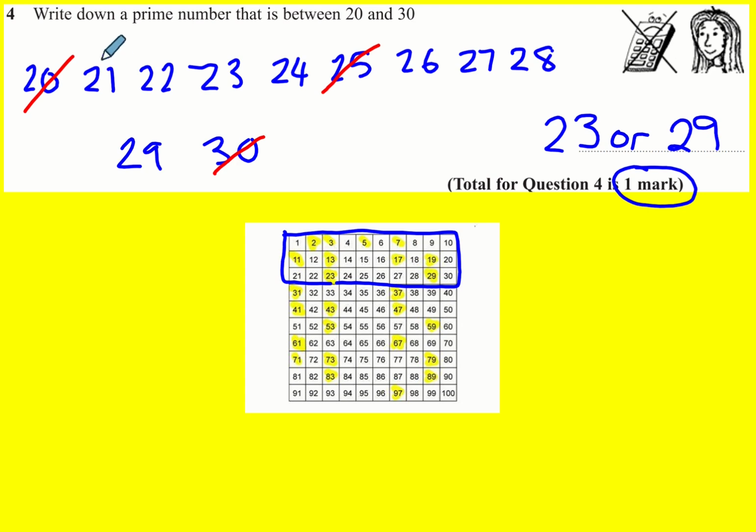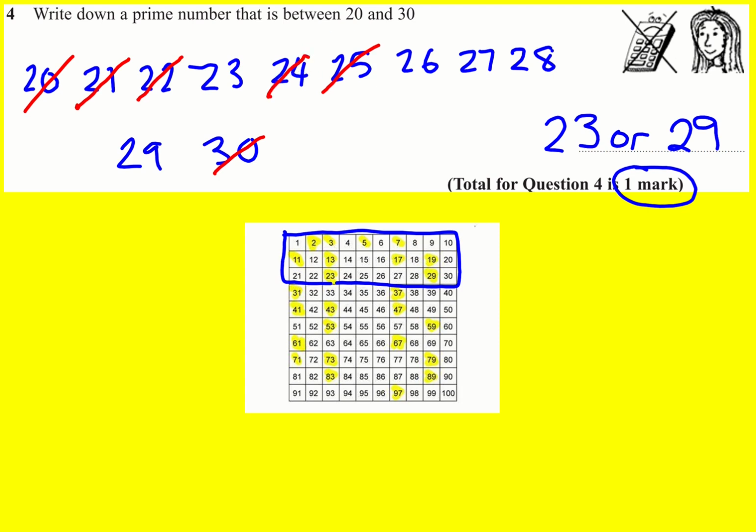You might know that 21 is in the 3 and the 7 times table, so therefore it is not prime. 22 is in the 2 and the 11 times table, so that is not prime. Not sure about 23 yet. This is supposing you don't know your prime numbers. 24, well, that's got loads of factors: 2, 3, 4, 6, 8, 12, 1, 24.